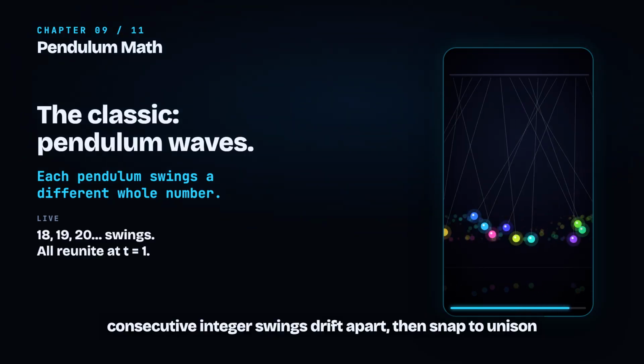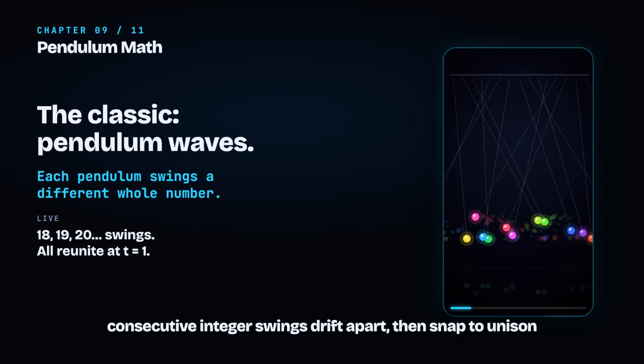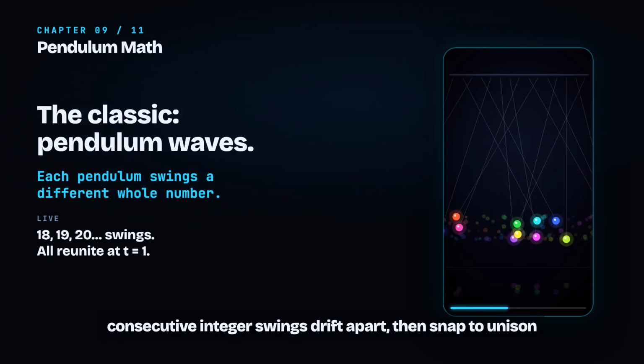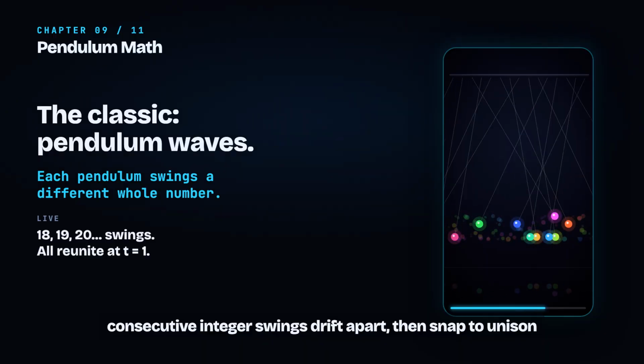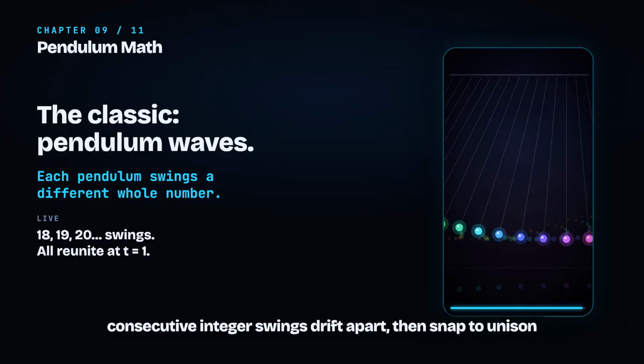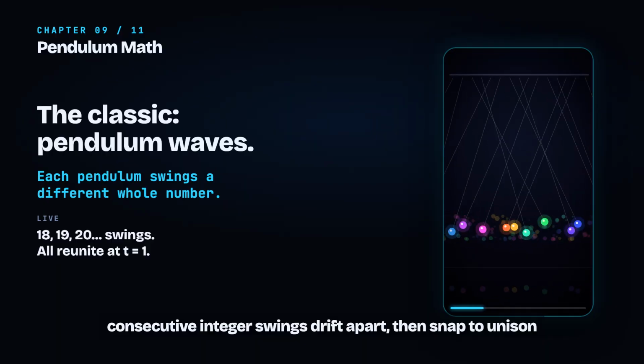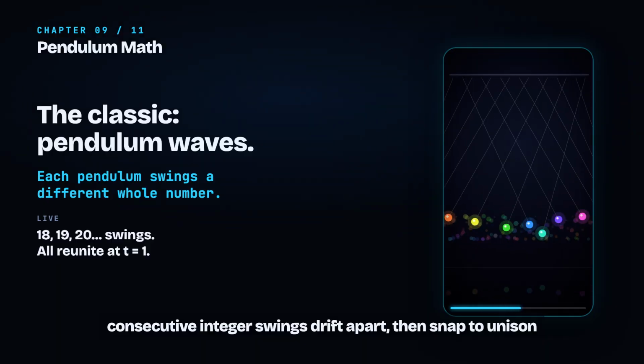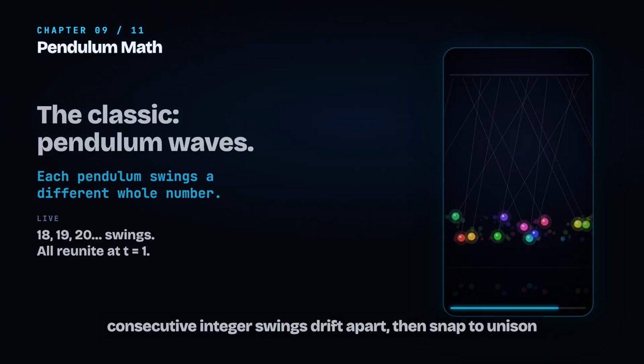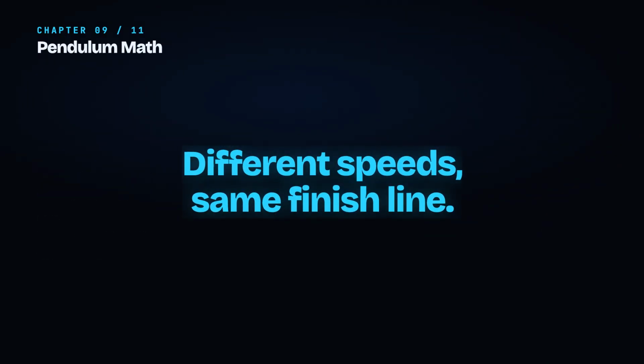And then, at the exact loop point, every pendulum finishes its whole number of swings at the same instant and snaps back into a single straight line. Perfect unison out of total chaos. Different speeds, same finish line. It's mesmerizing, it's hypnotic, and it's nothing but integer cycles sharing one clock.